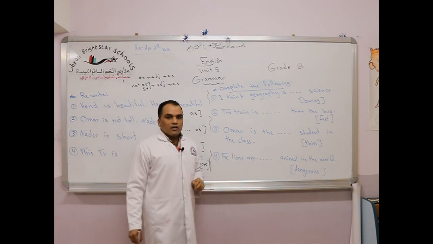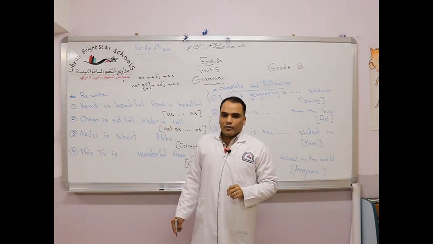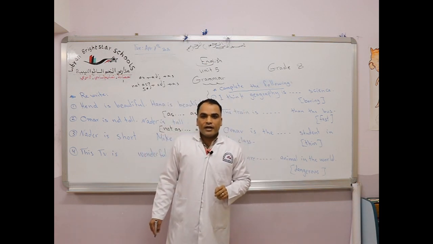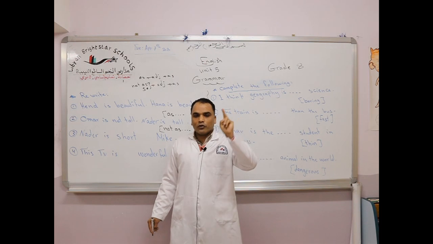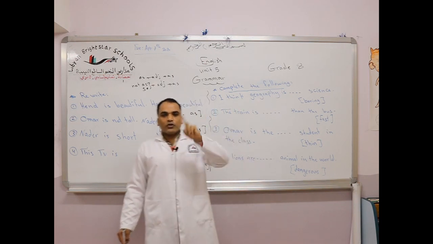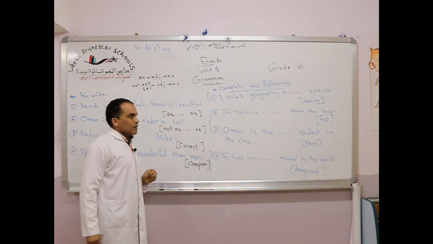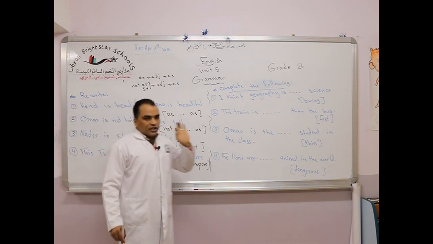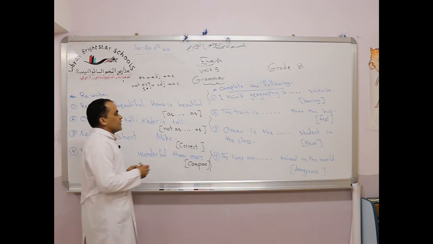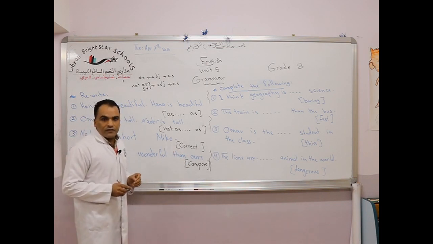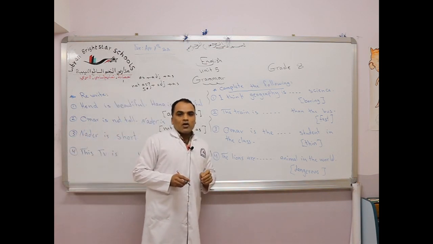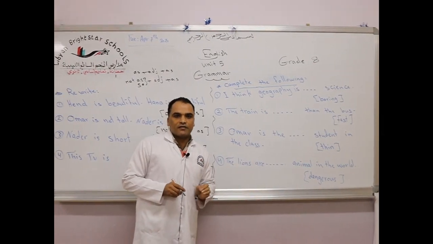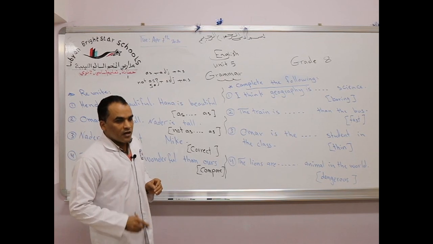The second one was the comparative degree. In the comparative degree, we compare only two people or two things in relation to one or more attributes. With short adjectives, the form adjective plus er plus than is used. With long adjectives, the form more plus adjective plus than is used, or less plus adjective plus than is used.